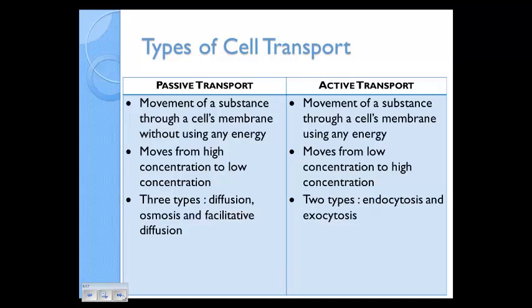We will cover 2 main types of cell transport, passive and active. Passive transport is the movement of a substance without using energy. Molecules will move from high concentration to low concentration. And the 3 types are diffusion, osmosis, and facilitative diffusion. Active transport requires energy from the cell. Particles move from low concentration to high concentration, and there's 2 types, endocytosis and exocytosis.